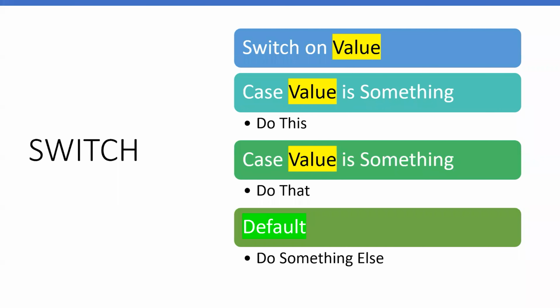So, switch on value. What we're saying is we're going to switch on a value. And how are we going to switch? Well, case the value is something, do this. In other words, if the value is this, do this. If the value is something, do that. Or if we don't, the default is, if neither one of those are the values, we can say do something completely different, right?